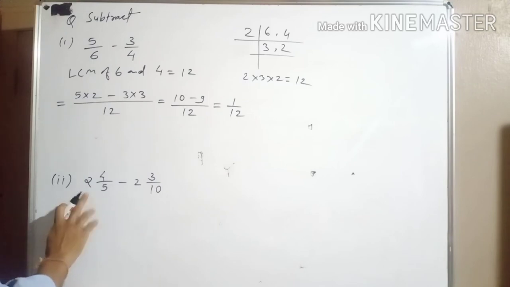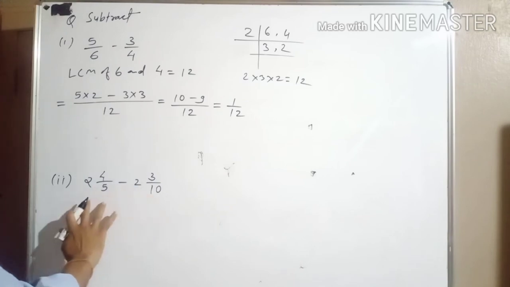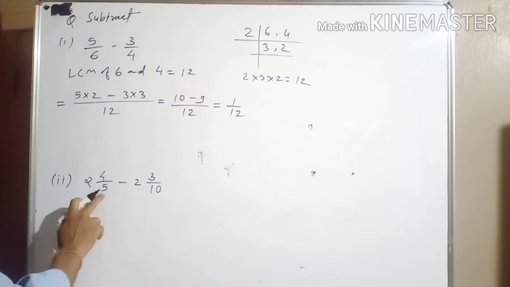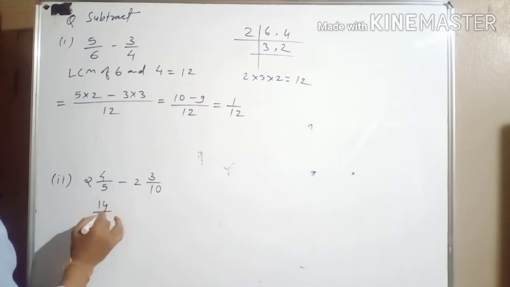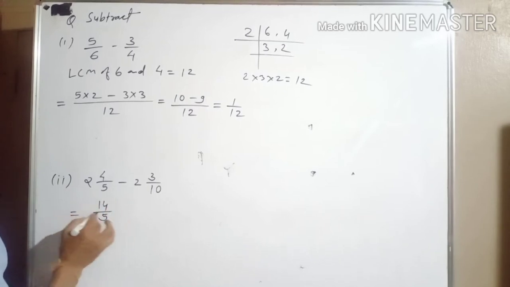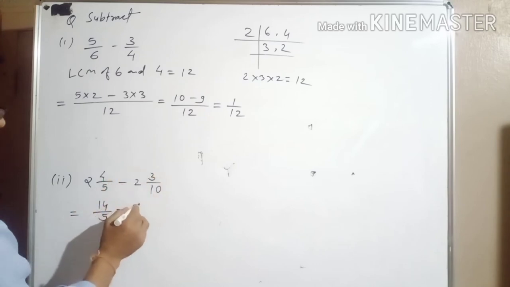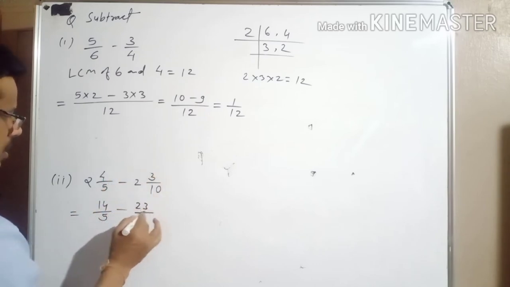Now let's see. Here is a big fraction. Before solving it, first we have to change it into improper fractions. So 5 2s are 10, 10 plus 4 is 14. So we can write here 14 upon 5, minus sign, 10 2s are 20, 20 plus 3. So what we get is 23 upon 10.